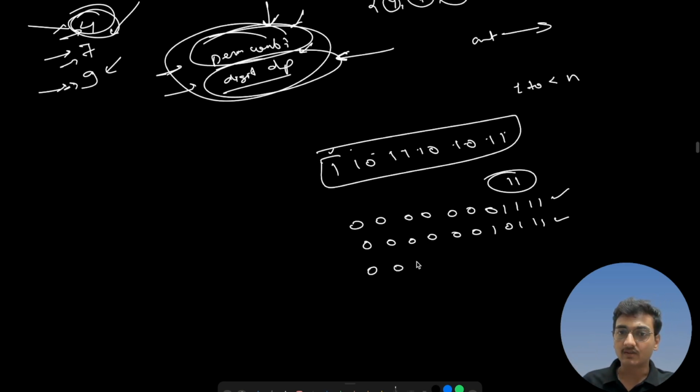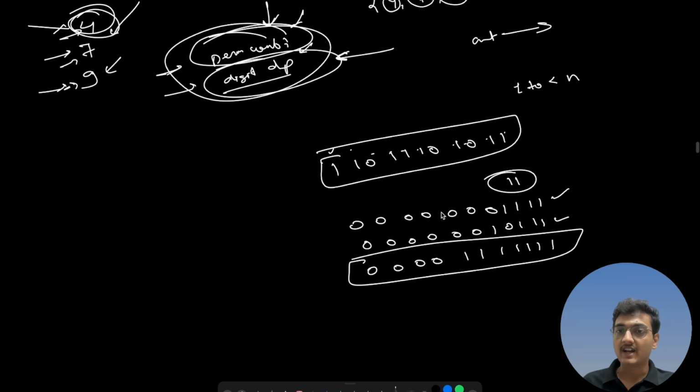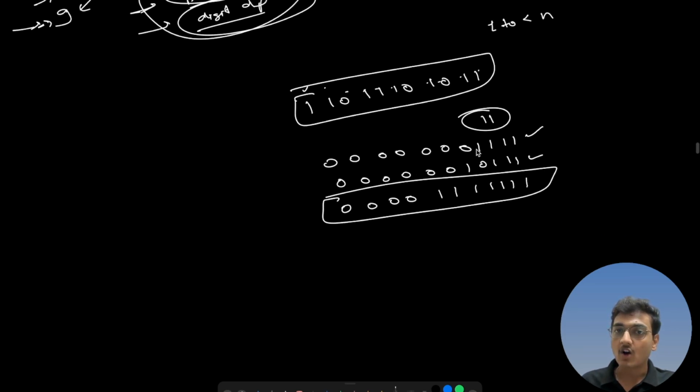Let's try for 7. So 1, 2, 3, 4, 5, 6, 7. This will be my valid answer. This can be my valid answer. I just need to figure out how many combinations there are. So tell me now, is this problem hard? Is this problem really hard?